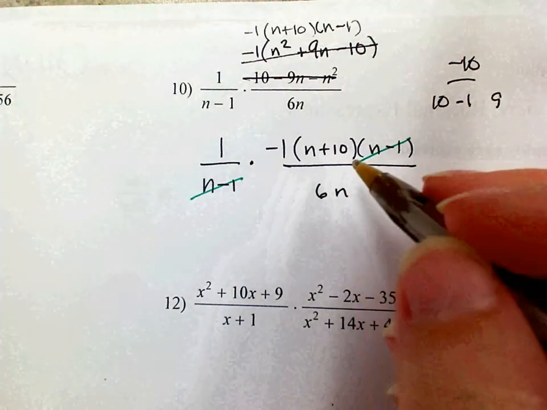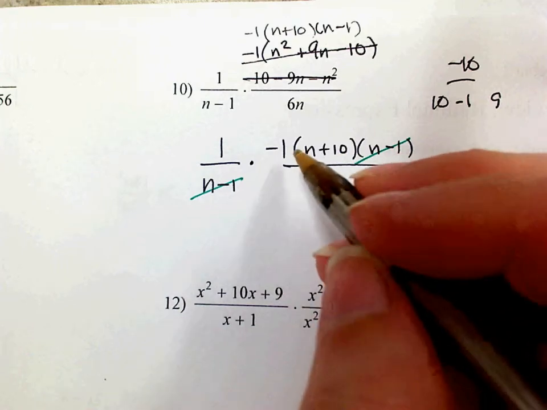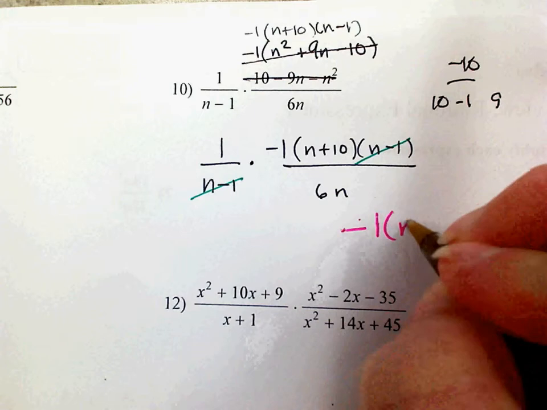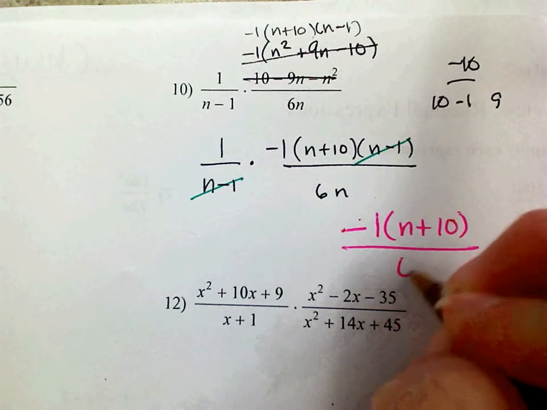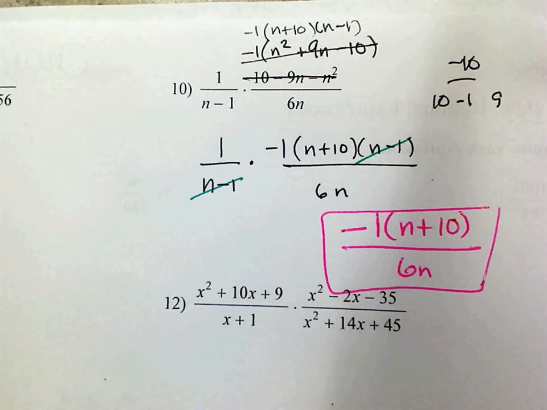So nothing else cancels out, right? So I'm just going to write, hey, I could redistribute my negative. I don't have to, but I could just write negative 1 times n plus 10 over 6n, and I'm done. Yeah? Okay.